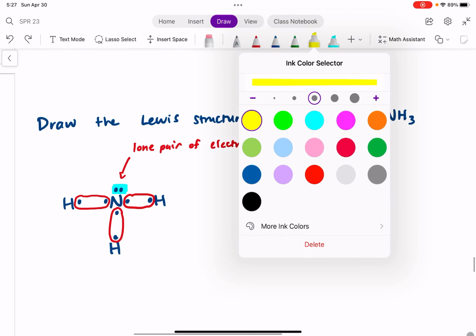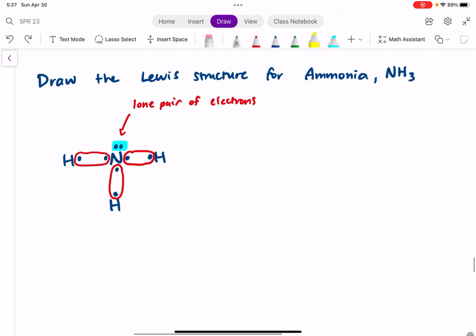What about our hydrogens? Hydrogen's kind of a unique case because it only wants 2 to be like helium. So we've got 1, 2, 1, 2, and 1, 2. So each of those hydrogens is happy as well.